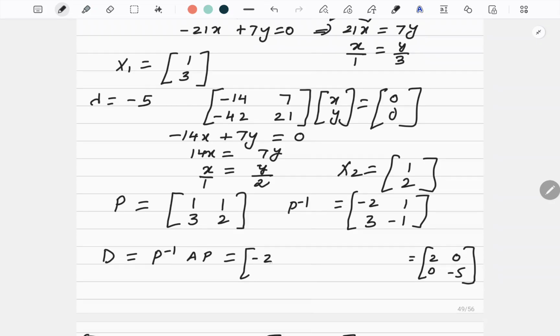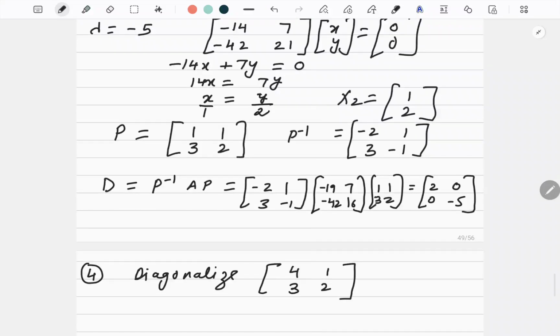Okay. So this will be minus 2, 3, 1, minus 1, times minus 19, 7, minus 42, 16, times 1, 3, 1, 2. So this is how I can find out the diagonal matrix, right? So now let's do the next question.